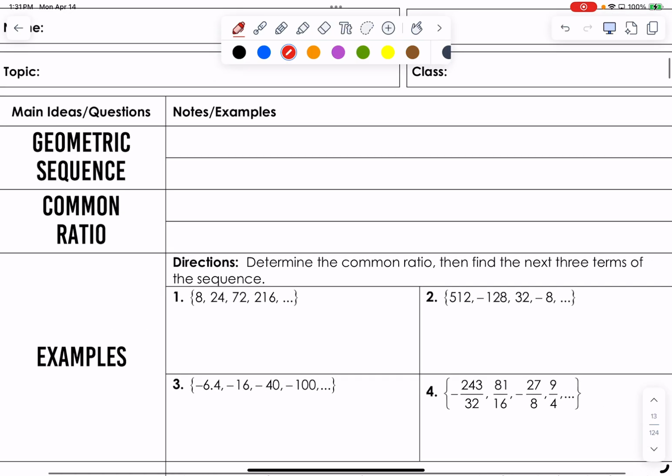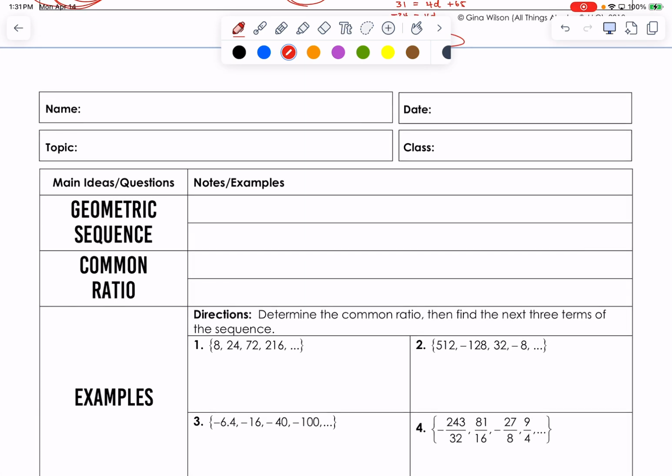Okay, here we go. Next section, geometric. These are confusing. Okay, arithmetic. This is the other popular one on the MCA.